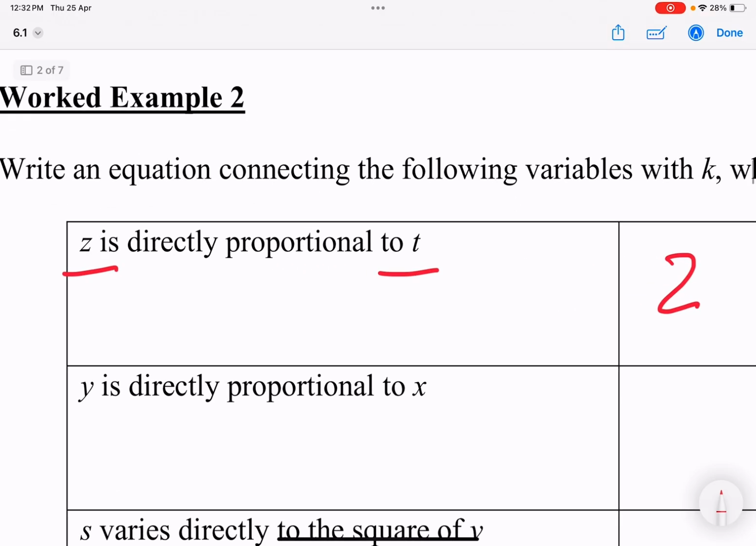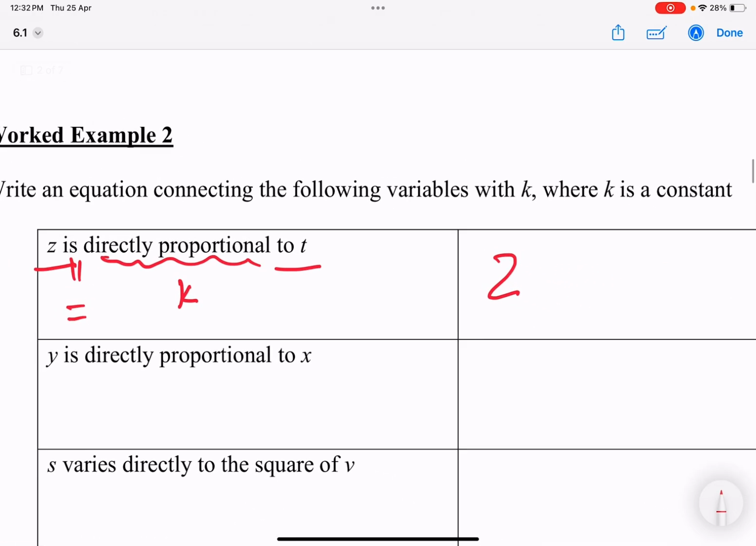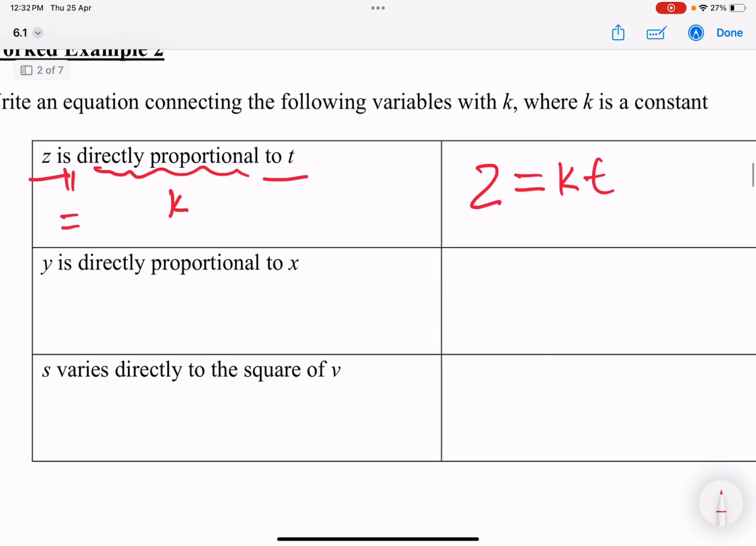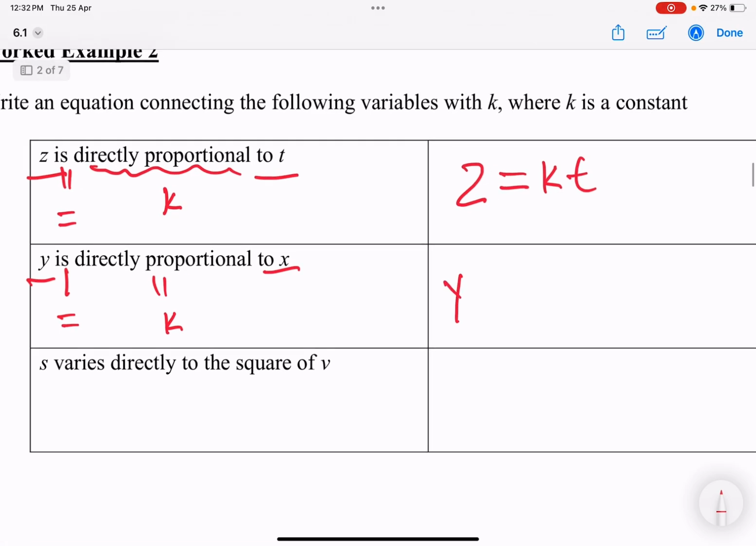Z is, the word is the equal sign. Directly proportional, just write it down as k. So the way that I'm doing it is: Z is directly proportional, I'll write kt. That is my answer. Okay, let's do a few more. Y is directly proportional to x. Y is the equal sign. Directly proportional is the k symbol. So how do I write it down? Y equals kx.